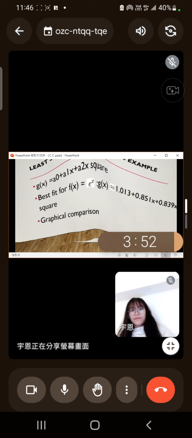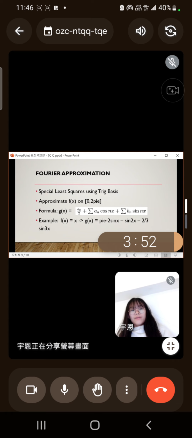Next is the Fourier approximation. Finally, Fourier approximation is a special type of least squares that uses trigonometric functions to approximate periodic functions. For instance, approximating f(x) equals x on 0 to 2 pi using sine functions gives us a Fourier series like pi minus 2 sine x minus sine 2x minus 2 over 3 sine 3x.